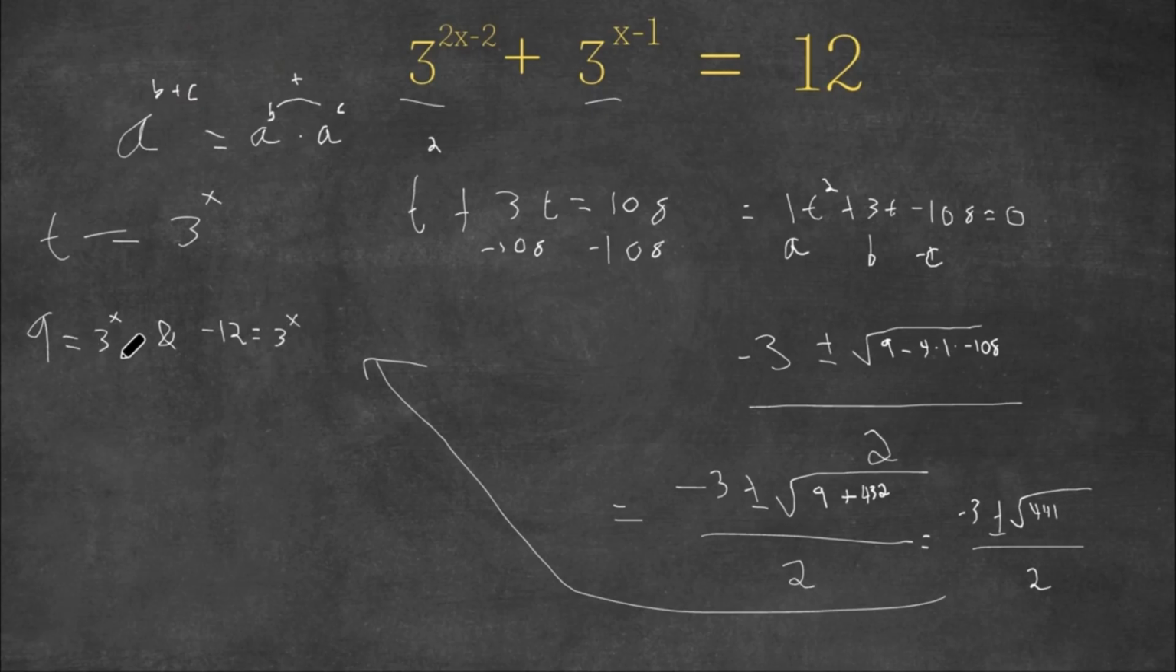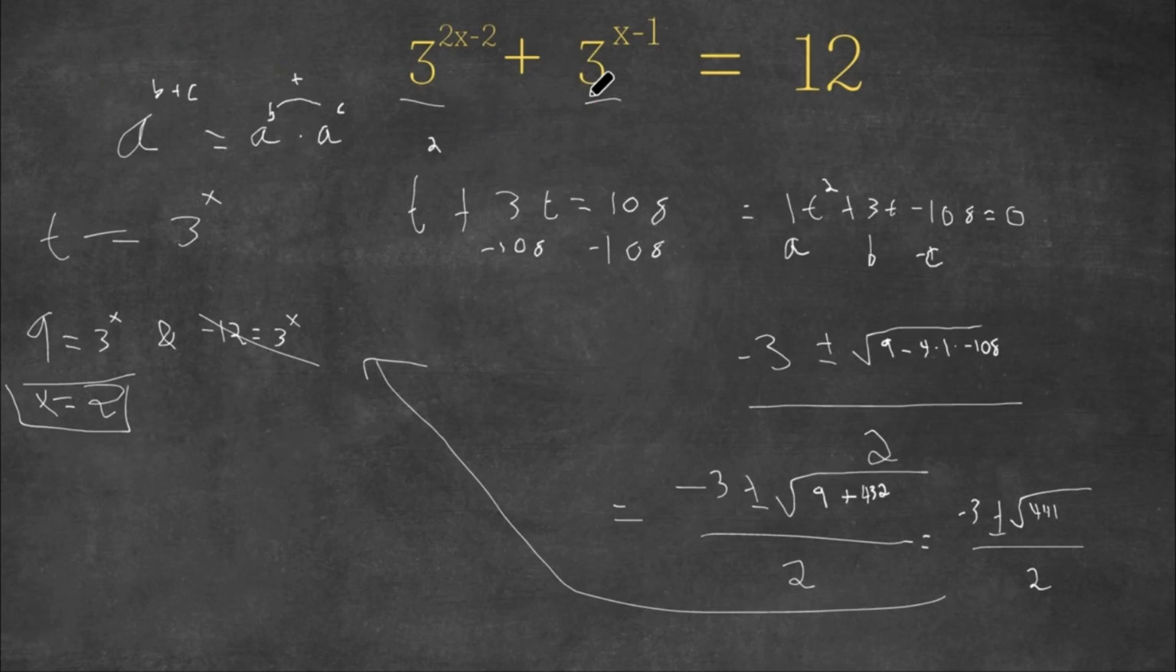9 equals 3 to the power of x, so 3 to the power of what equals 9? And that is 2. So x equals 2, that's one answer. And we also have negative 12 equals 3 to the power of x. Well, any number to the power of something can never equal negative. So this is wrong. This cannot be true. So our only answer is x equals 2.